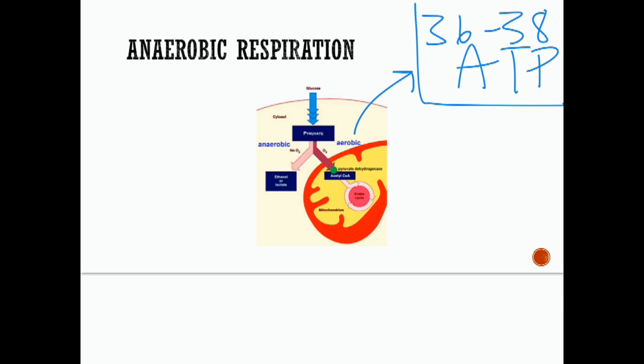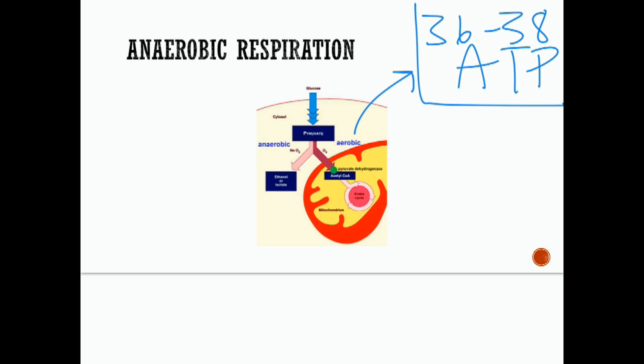But some organisms live in environments where oxygen is not abundant. So what do these organisms do? They undergo something called anaerobic respiration, a pathway that's very similar to aerobic respiration. It oxidizes all of the starting organic molecules into carbon dioxide and energy. However, anaerobic respiration uses an inorganic substance like nitrate or sulfate as the final electron acceptor instead of oxygen.